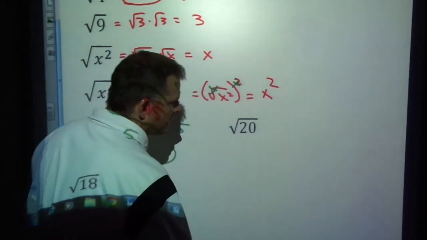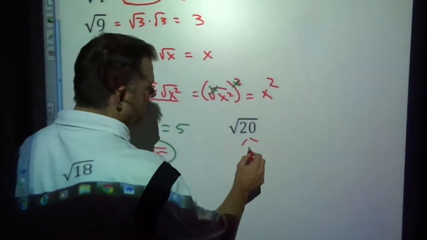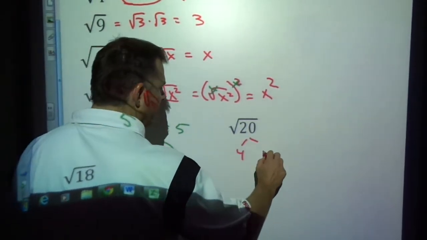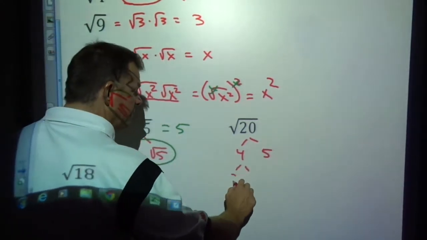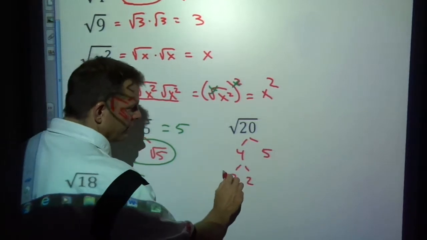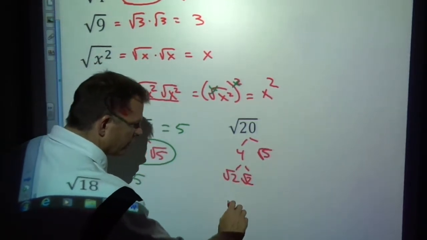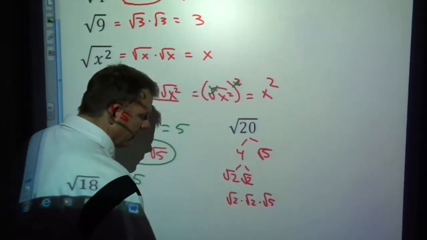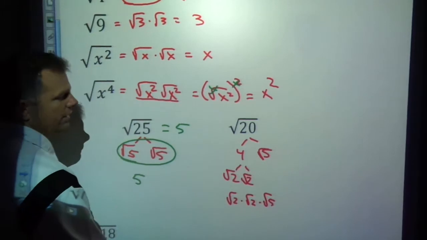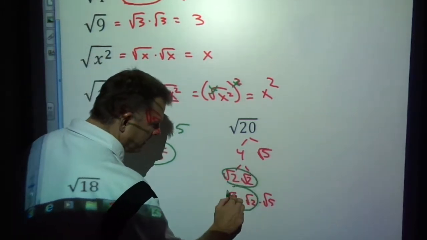Now it gets a little more tricky with something like 20. We can start to break this down and say, okay, here is 4 and 5. And 5 can't go anymore, but 4 can keep going to be 2 and 2. Let's put square roots on the last ones. So this really is square root of 2 times square root of 2 times square root of 5. Is there a pair of squares? Why, yes, there is.